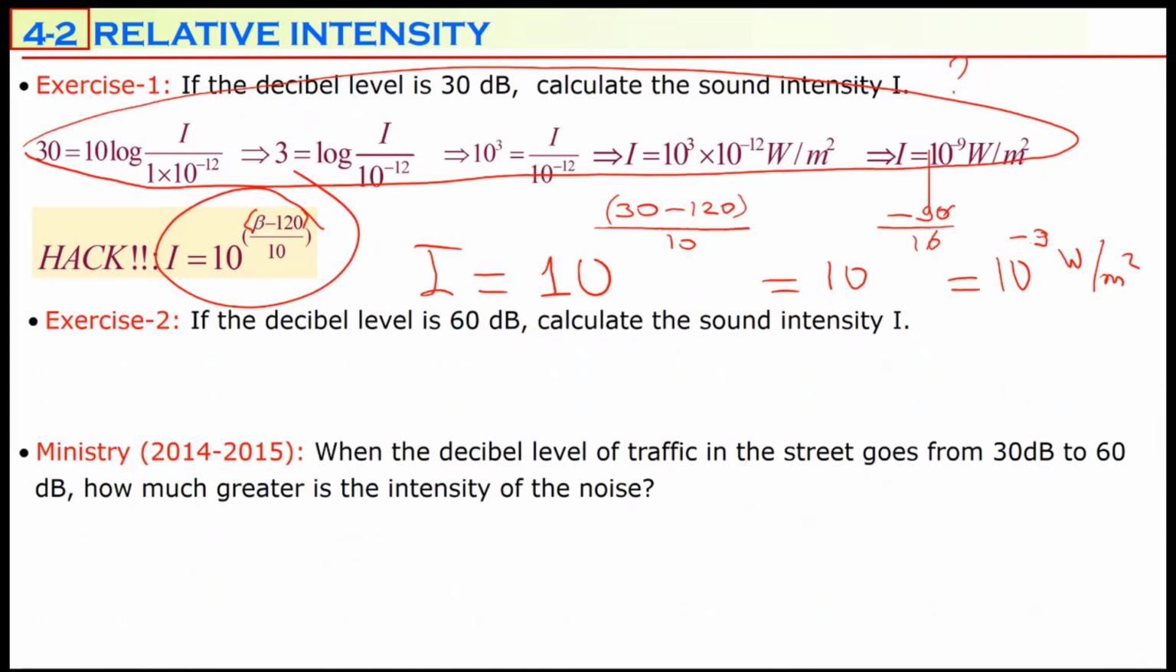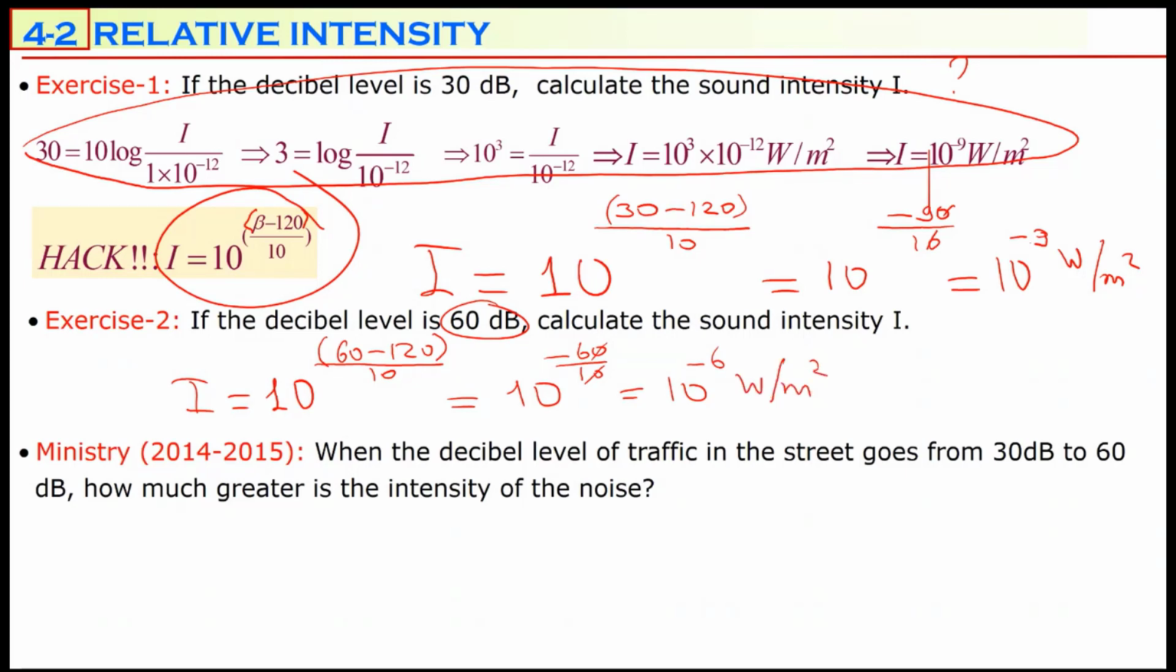Okay, exercise 2. If the decibel level is 60 decibel, calculate the sound intensity I. Again, let's use the hack for this one. I is equal to 10 to the power of, in brackets, beta is given as 60, 60 minus 120 divided by 10. Negative 60 divided by 10. Simplify zeros. So it's going to be 10 to the power of -6 watt per meter squared, the corresponding sound intensity.